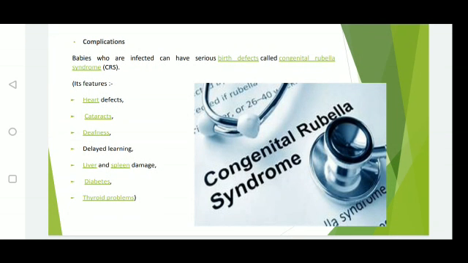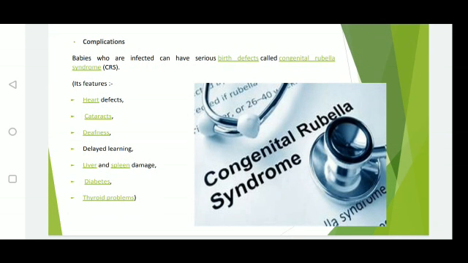The mother already had the rubella, and this rubella will pass to the unborn baby through the uteroplacental route. So once the baby is born, this baby will have the birth defect. We call that congenital rubella syndrome, CRS.